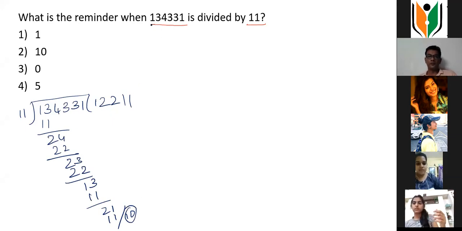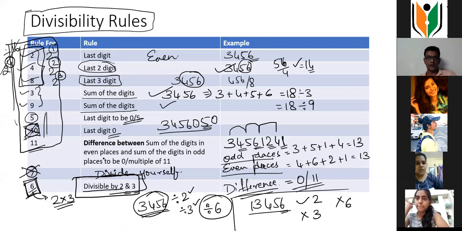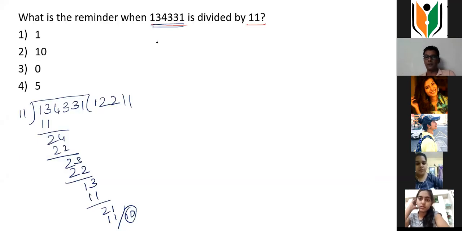So if I have to do it in a very, very quick way, remember we did the divisibility rule of 11 yesterday. When I say yesterday, it was the last class. What did we do? Tell me about 11's divisibility rule. We said that for 11's divisibility rule, the difference between the sum of the digits in the even places and the sum of the digits in the odd places should be 0 or a multiple of 11.